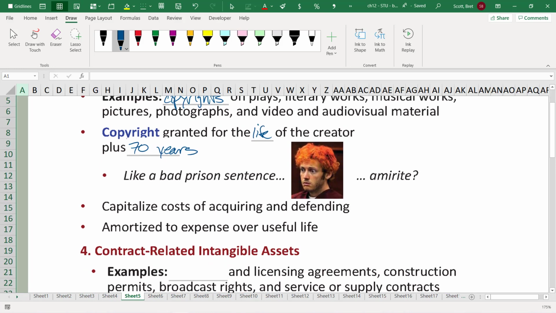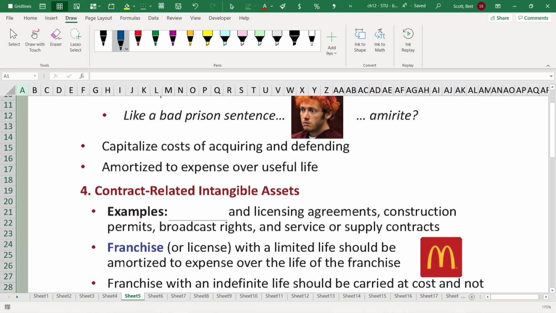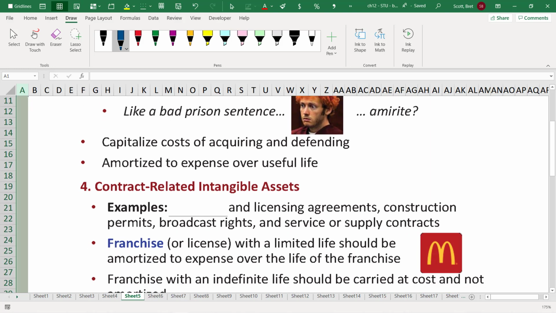But when you think about it, if you want to keep these dates straight in your head, think about copyrights as like a bad prison sentence. Okay, capitalizing cost of acquiring and defending, and we'll talk about that more later. And we amortize over the useful life. So that's going to be more about expectation. Am I going to last till I'm 70, 80, 100?